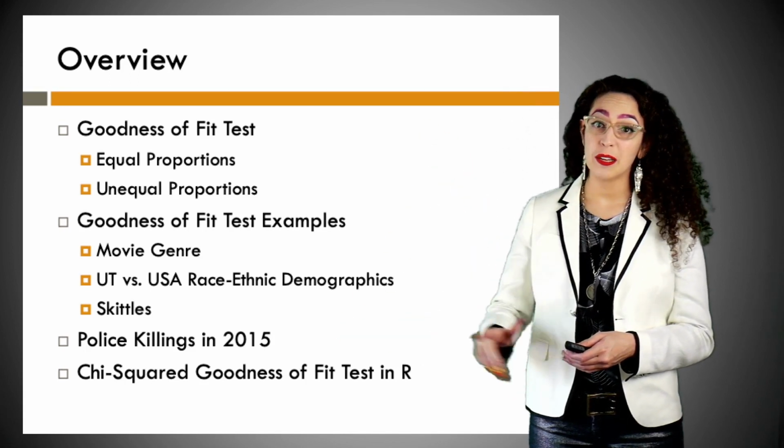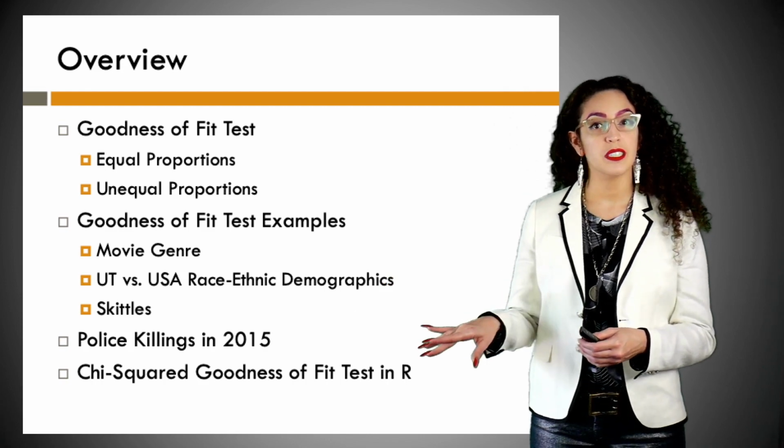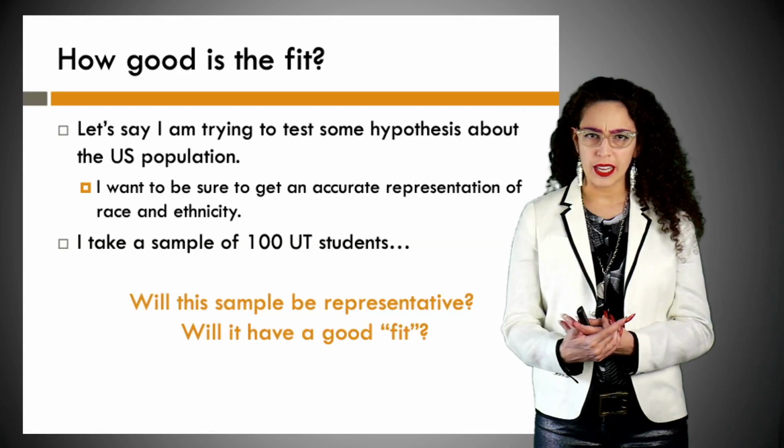We will look at some police killings in 2015, and we will do some chi-squared goodness of fit tests in R. Chi-squared goodness of fit. How good is that fit?